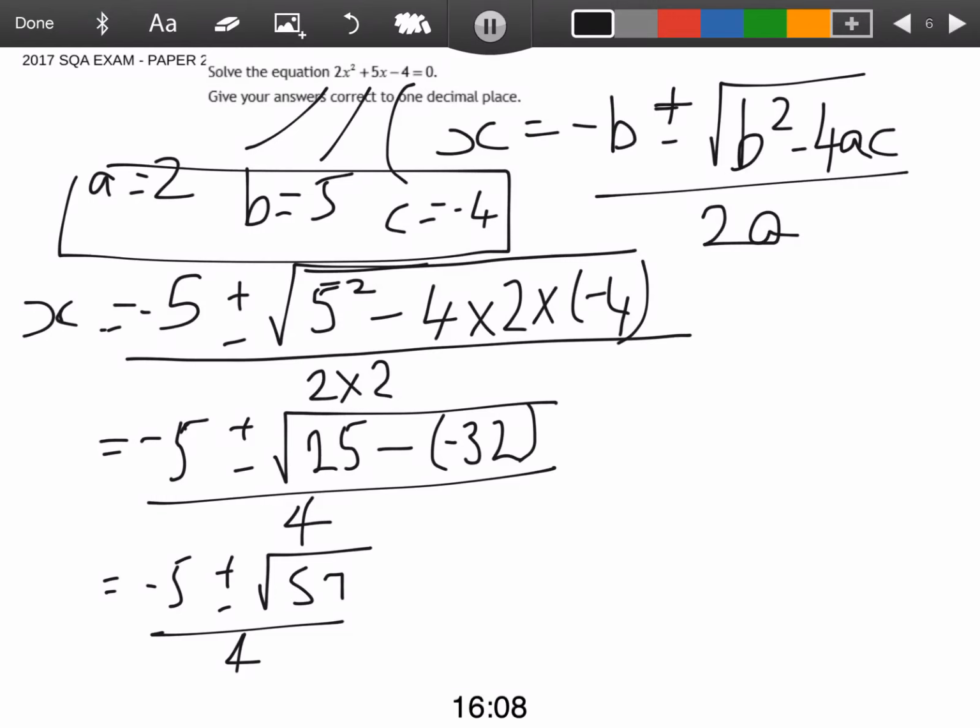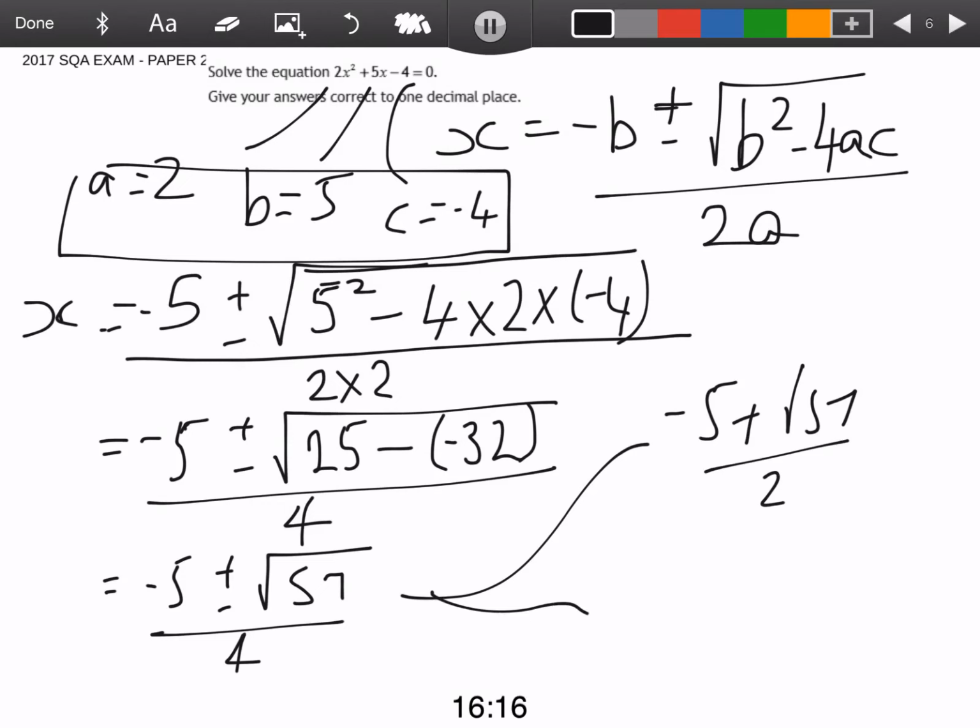Okay? And this is where you get your two solutions. Solution 1, negative 5 plus the square root of 57 over 2. And your second solution, negative 5, take away the square root of 57 all over 2. Okay? And remember, I think I put there 1 decimal place. Right, let's get the calculator. Negative 5 plus the square root of 57. And you'll remember we've done this in lesson 4, 5, somewhere around about there. Press equals and divided by, why am I saying divide by 2? It's obviously divided by 4. Yep, divided by 4.